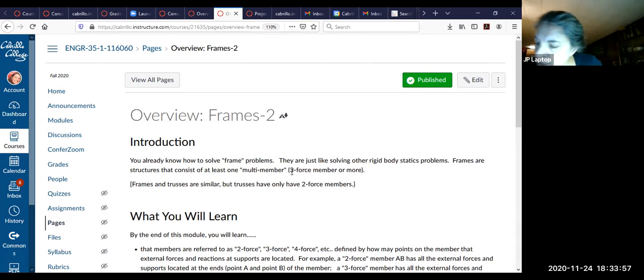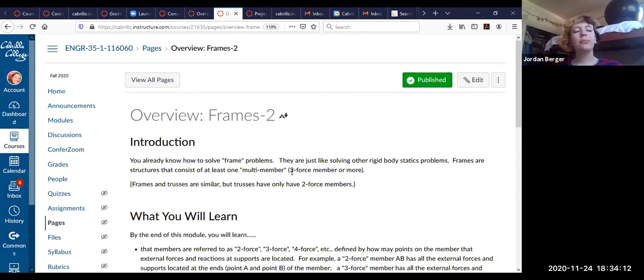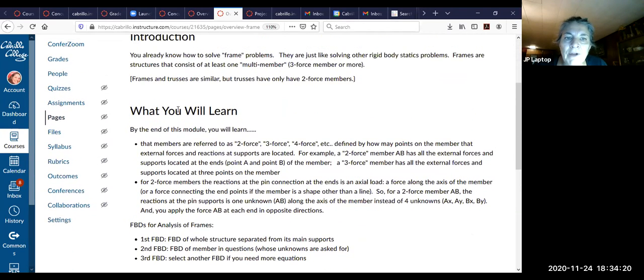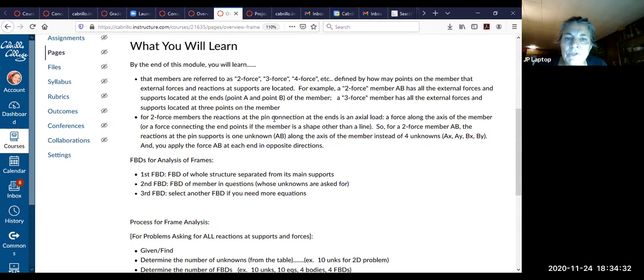So Jordan, if you have a structure that has a zillion 2-force members and it has one 3-force member, is it a truss or a frame? It's a frame. Thank you. Okay, frames and trusses are similar, but trusses have only 2-force members. In the frame overview, that's where I talked a lot about 2-force members and 3-force members. It's defined by how many points on the member the external forces and reactions are located. With 2-force members with pin connections, the 4 unknowns reduce to 2 unknowns, to 1 unknown.